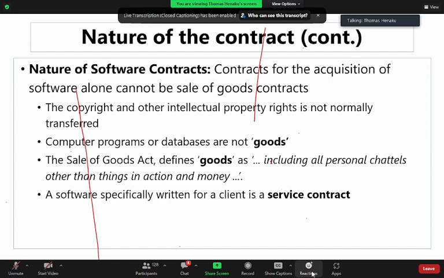So the nature of software contract would actually be different. See, contracts for the acquisition of software alone cannot be a Sale of Goods contract.